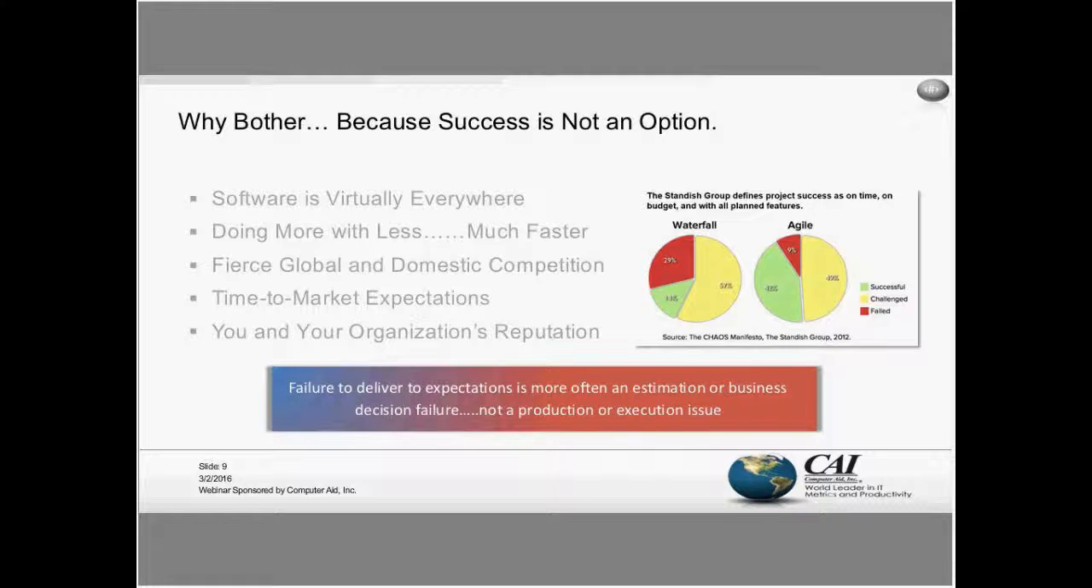So if software is so important, why do we find it so difficult to predict and manage to a successful outcome? Well, in our research at QSM, we tend to find that project failure is not an execution problem, but it's a problem with negotiating and setting appropriate scope, schedule, and cost expectations. In short, it's a failure to make fact-based decisions.